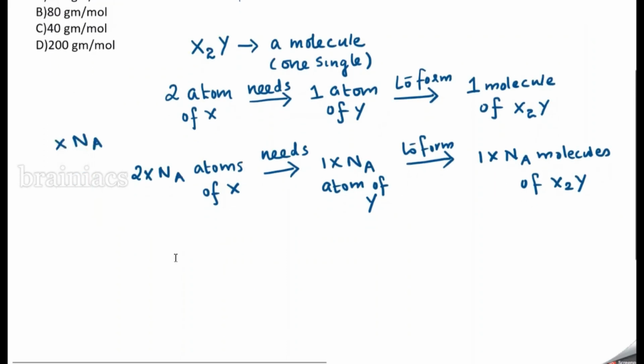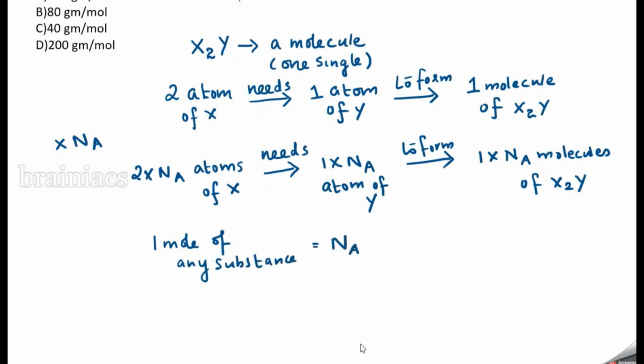Now I can say here just another interpretation or understanding. So tell me, 2 into Na, Avogadro number of atoms is equal to how much mole? I know that Avogadro number of atoms is equal to 1 mole, correct? So 1 mole of any substance will have how many atoms? We have learned this: Avogadro number of atoms.